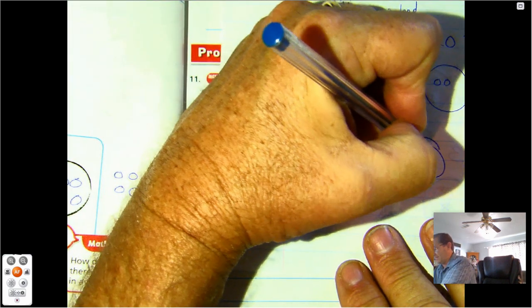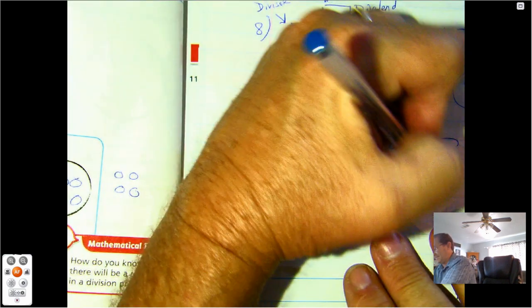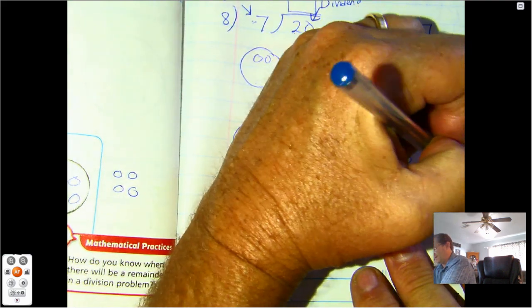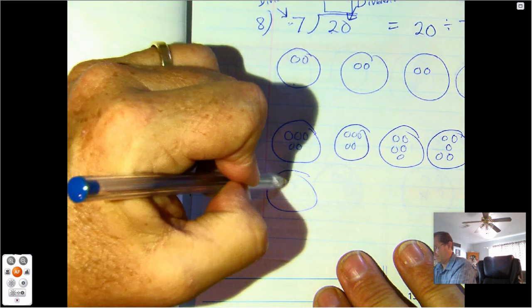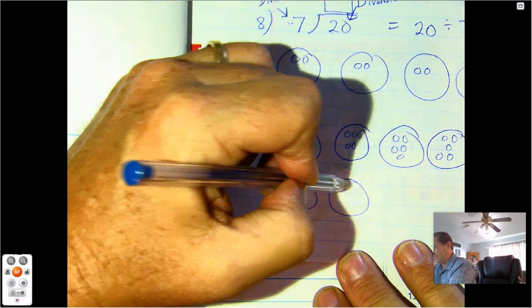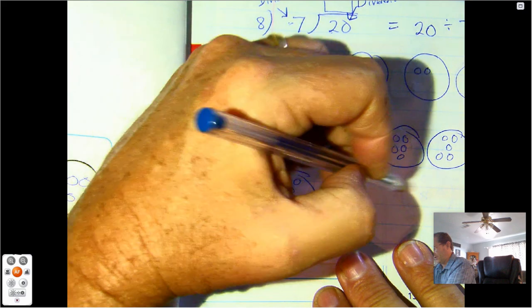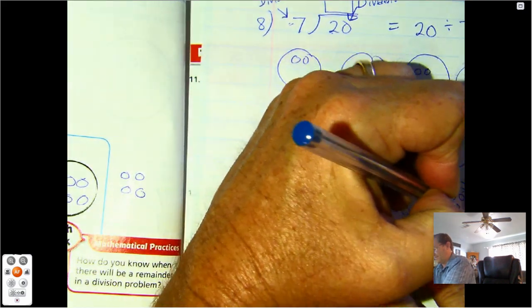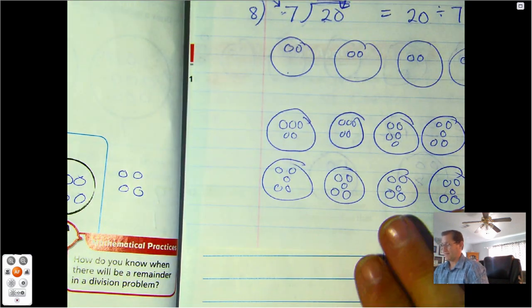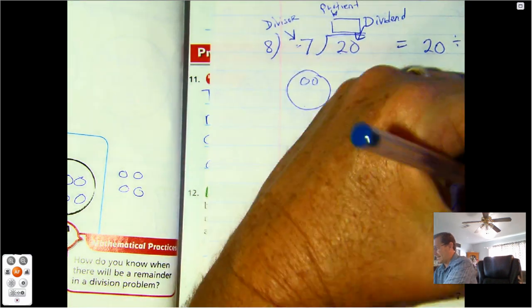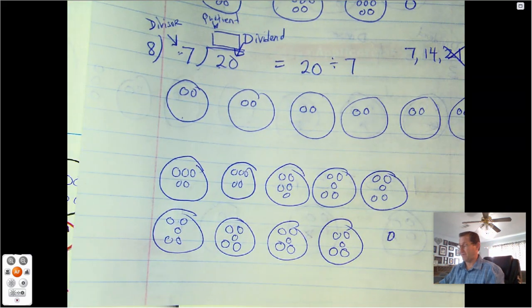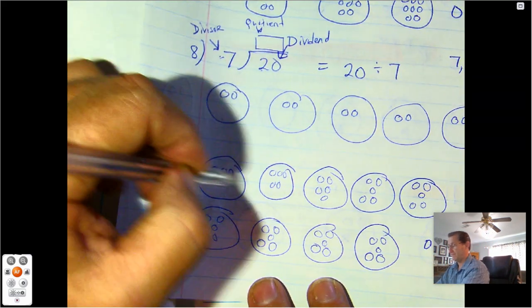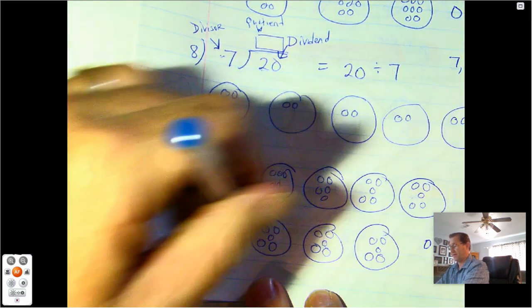15, 20, 25, 30, 35, 40, 45, and I have one bead left over. Okay, so I just put 5 in each group. 5, 10, 15, 20, 25, 30, 35, 40, 45 plus 1.